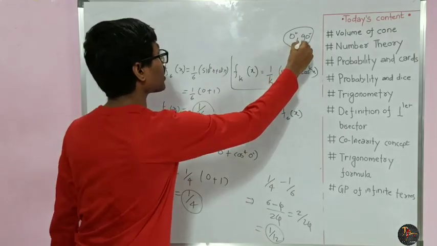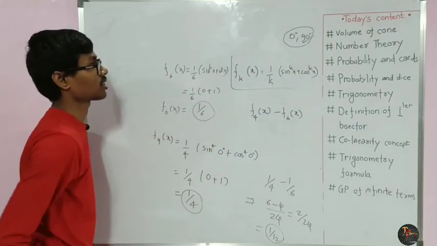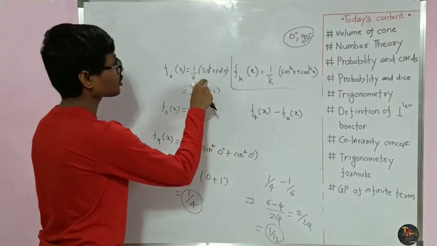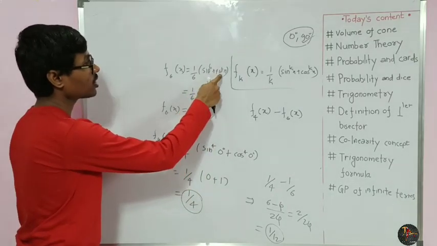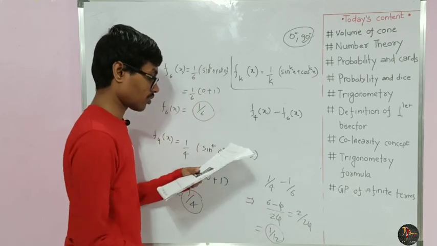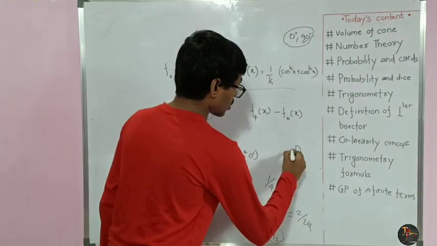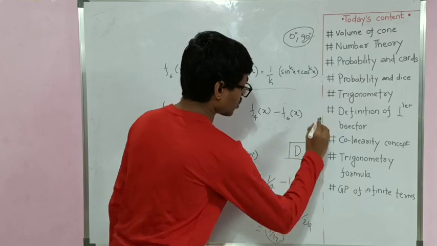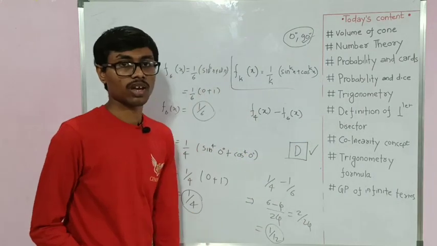Now if you take 90 degree also, you will get same answer. Why? Because in case of 90 degree, sin value is 1, cos value is 0. So again you will get same answer. So for this question, correct answer should be option D, which is 1 by 12.